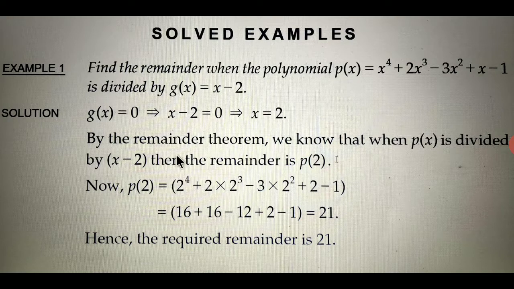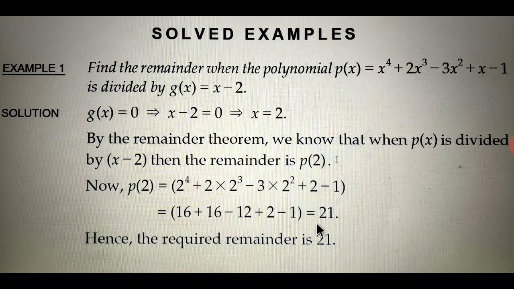Therefore, by remainder theorem, we know that when p(x) is divided by x minus 2, that is a linear polynomial, then the remainder is p(2). Now p(2) is 2 to the power 4 plus 2 into 2 cube minus 3 into 2 square plus 2 minus 1. Calculate, you will get 21.